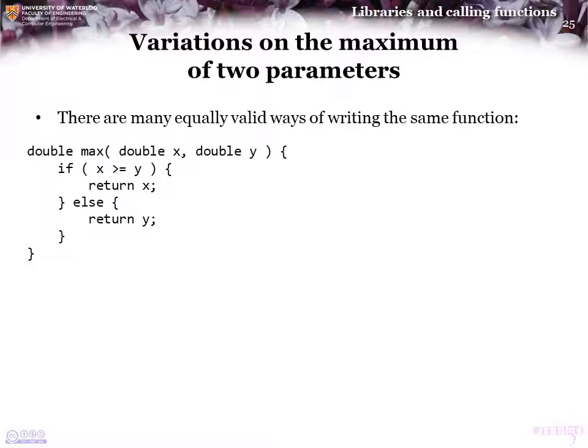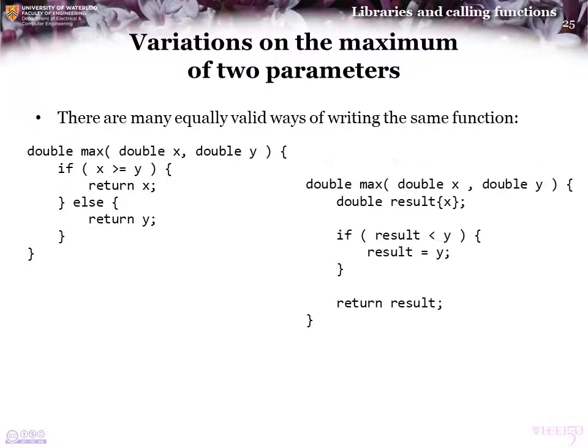Here, for example, is one way of writing the max function. If x is greater than or equal to y, we return x. Otherwise, we return the value of y. Alternatively, you could have a local variable result which is initialized with the value of the parameter x. Then you check. If result is less than y, then you update the result by assigning it the value of y. You then return result.